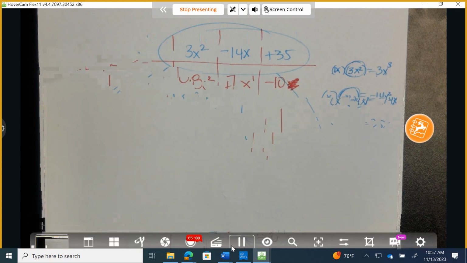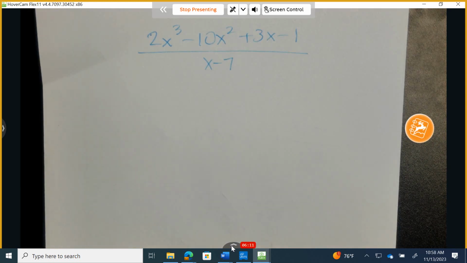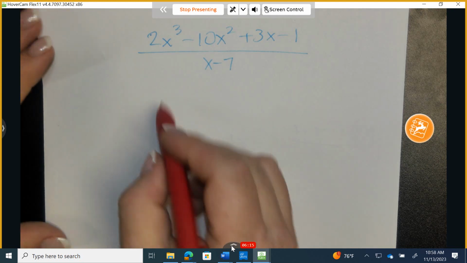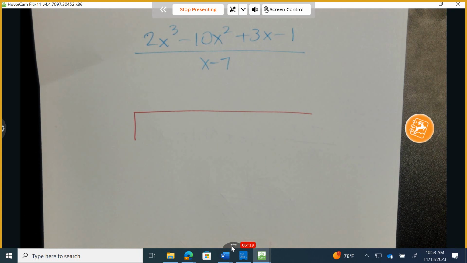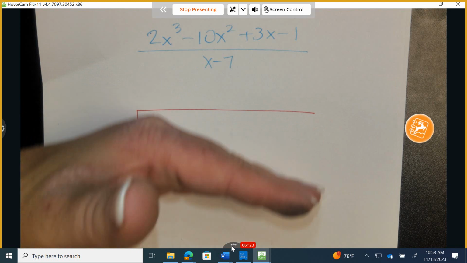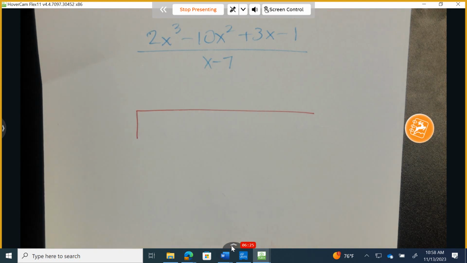For this problem, the first thing we want to be able to do is divide this polynomial using long division. So with me, please go ahead and make this division box. You're doing this on your board, giving yourself enough space. So make sure you have plenty of space going down.